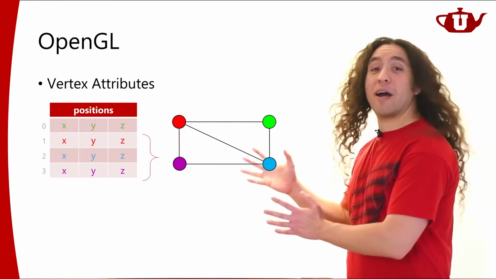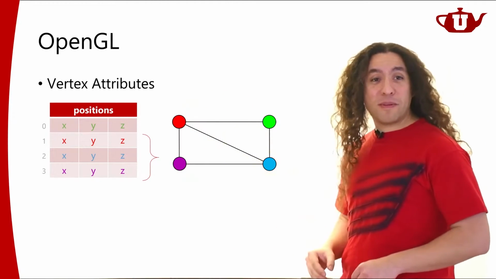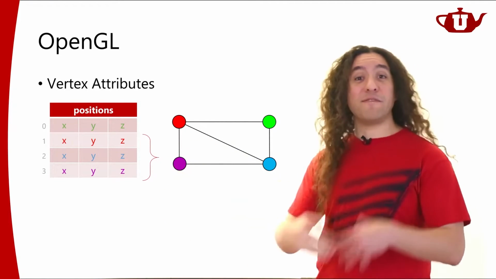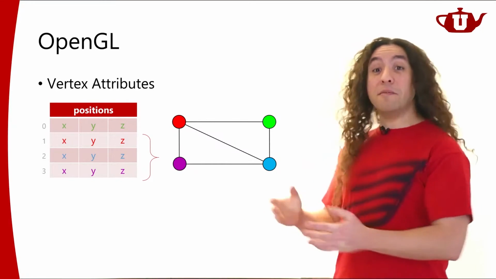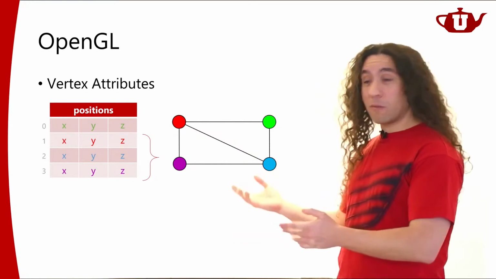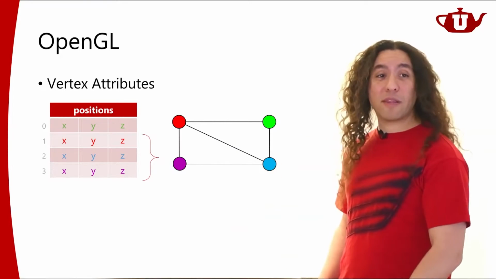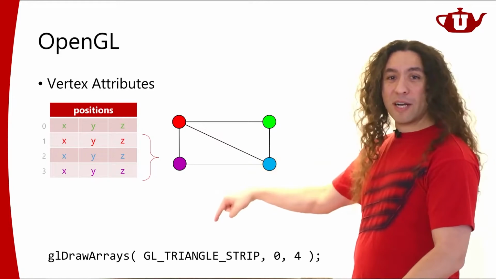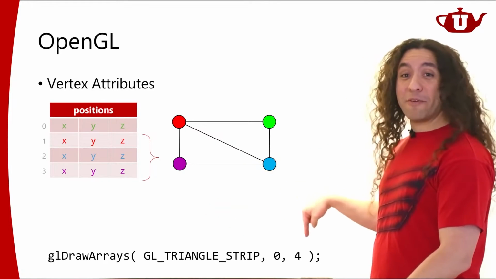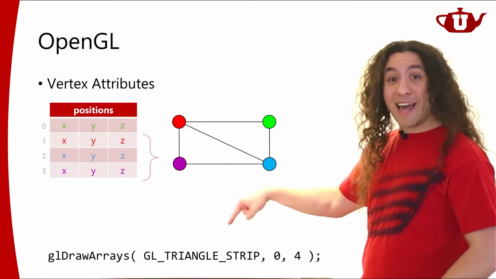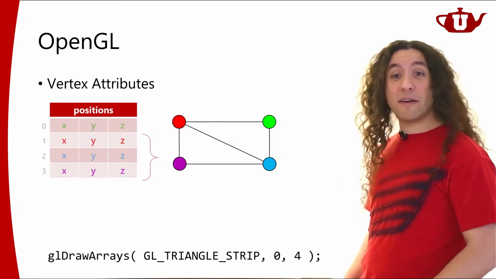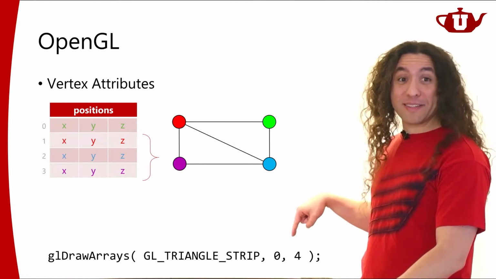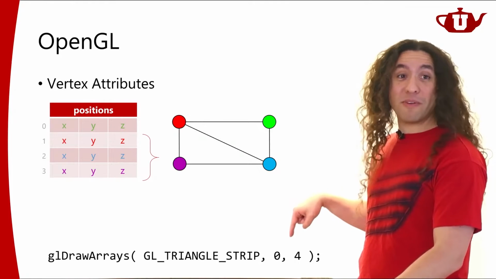So if I order my vertex attributes such that every time I add another vertex, I form another valid triangle that I want to draw, more specifically, I form a triangle strip. I can render it that way, and I can just call GL draw arrays triangle strip. And I only have four vertices, but four vertices as a triangle strip would be two triangles. So 4 here means 2 triangles. If I had 3 triangles, this would be 5.